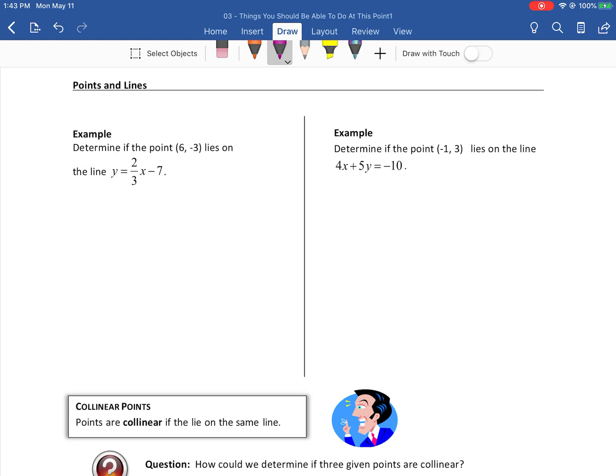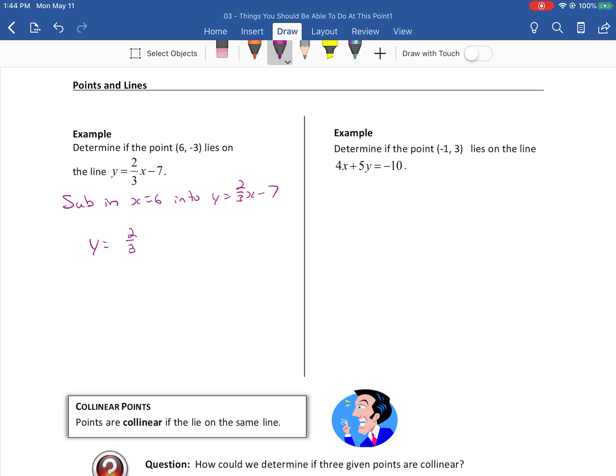It says determine if the point (6, -3) lies on the line y = 2/3 x - 7. There are several ways to do this, but one good way would be to just sub in x = 6 into y = 2/3 x - 7 and find the y value that goes with it. If that y value happens to be -3, I'll know (6, -3) lies on the line. If it's not the right y value, then (6, -3) is not on the line.